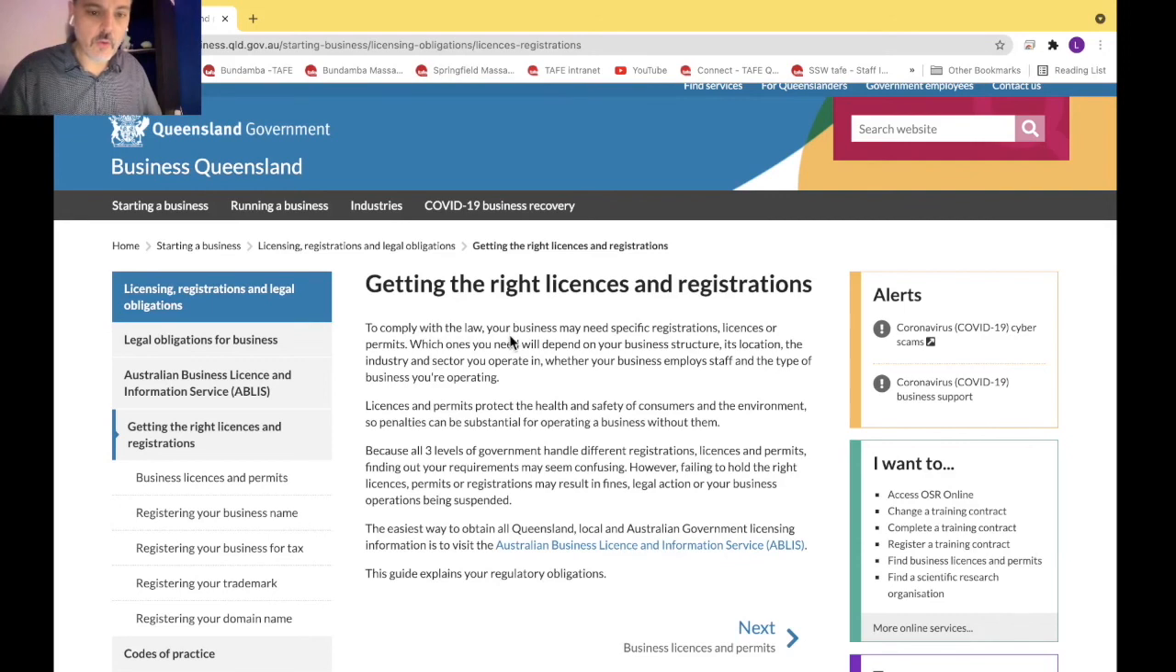So to comply with the law, your business may need specific registrations, licenses, or permits. You may also find licensing for software, licensing for music if you're planning on playing music in your clinic, and there can be other licenses to do with specific business activities as well, including if you had disposal of particular kinds of waste. So have a little look. You'll notice here Queensland Government Business, and they've got that there.